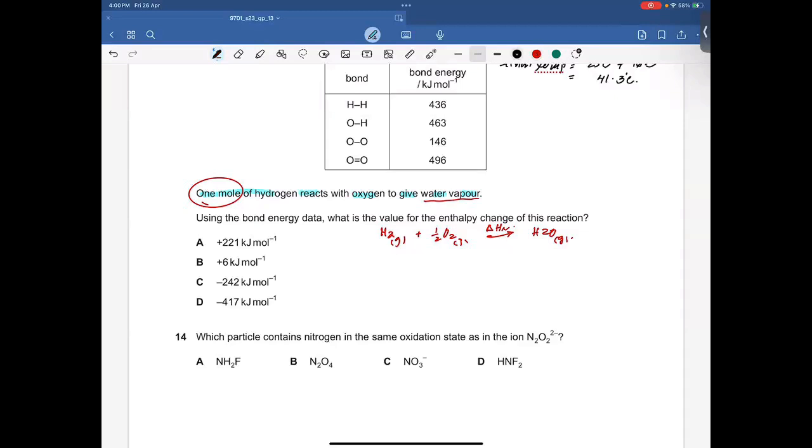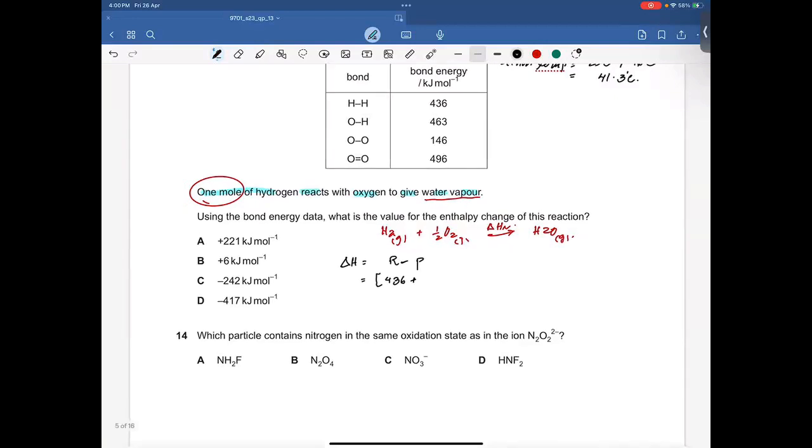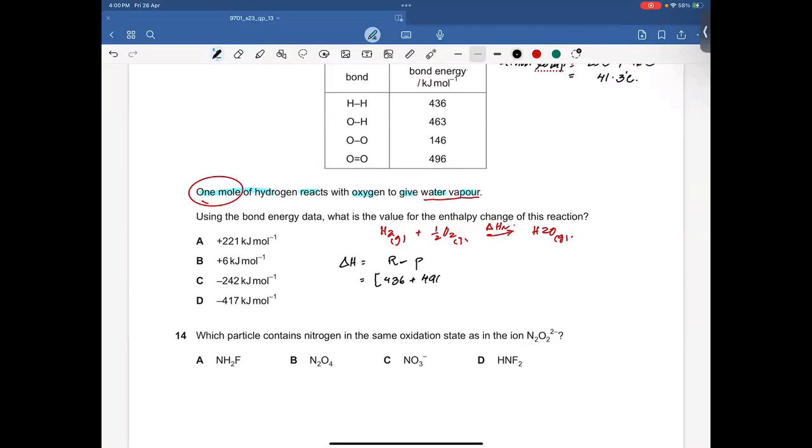And the bond energy data is extremely easy. We have reactant minus product. So we have hydrogen. Hydrogen has a bond energy of 436. We have oxygen. Oxygen has a bond energy of 496. Since it is half, so into half, this is my reactant minus product.